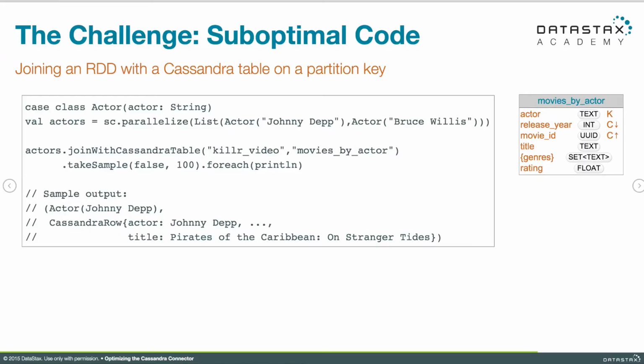Let's look quickly through the code again, just to get the example in our heads. We're going to start with a local statically initialized list containing two actors, Johnny Depp and Bruce Willis, and parallelize that, make it into an RDD. Then we're going to join that with the Cassandra table, movies by actor. And we're using join with Cassandra table, so the join is being done inside the connector, which is great. However, we might be getting our partitioning wrong.